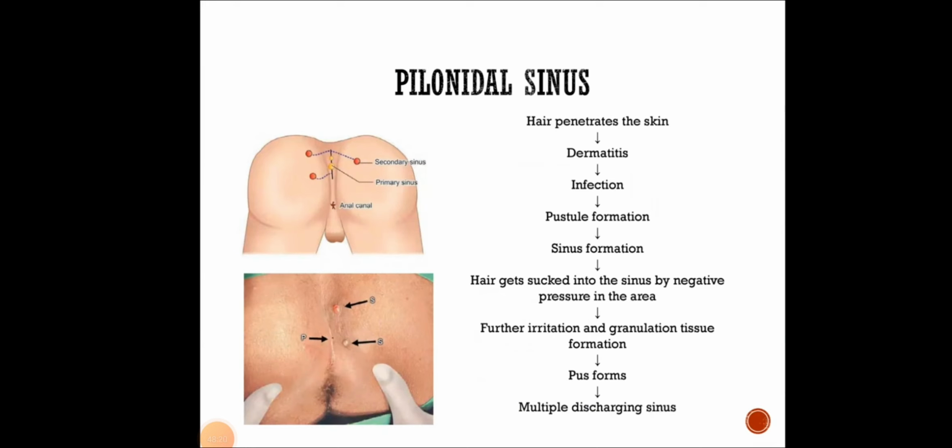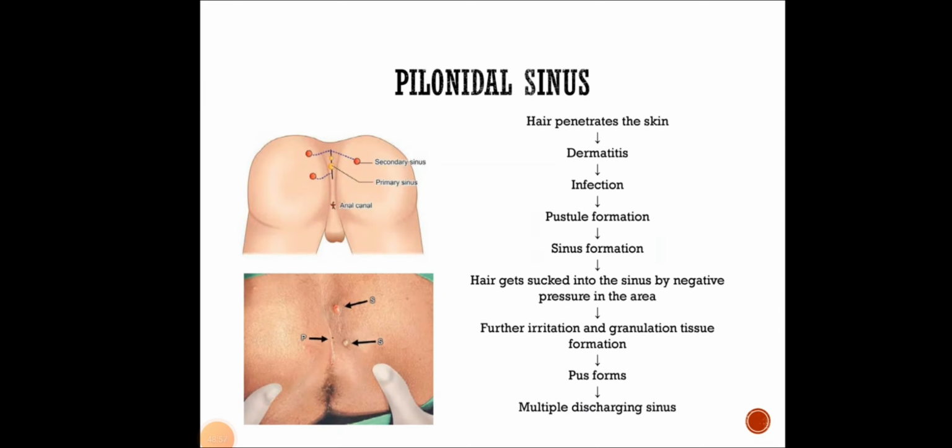The pathology is as follows: the hair will penetrate the skin and cause dermatitis, that is, infection happens, and then it results in pustule formation. The pustule forms into a sinus, then hair gets stuck into the sinus, and because of negative pressure it is sucked inside and stays there. Further irritation happens, granulation tissue formation starts, there is pus formation, and finally it results in multiple discharging sinuses. So that is the pathology.